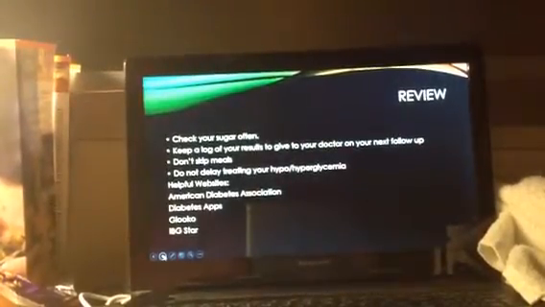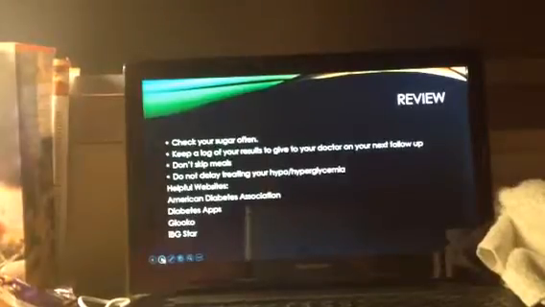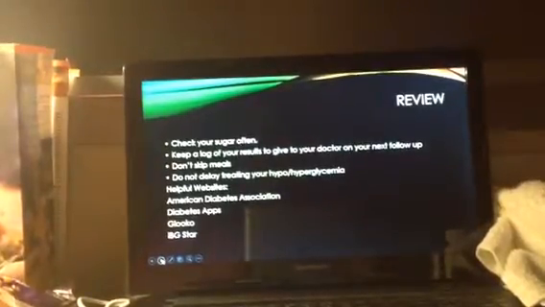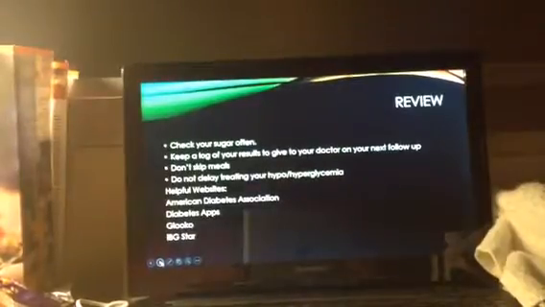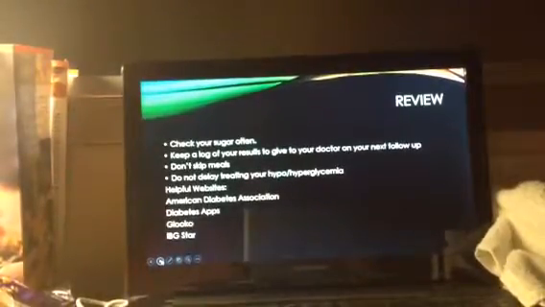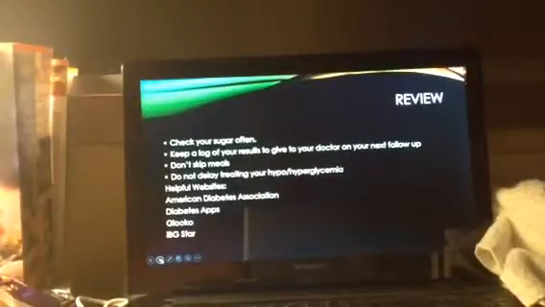And are there any other questions? Does anybody want to go over anything? But the most important thing, check your sugar often, keep your glucometer in good condition, follow up with your doctor, and don't skip meals.